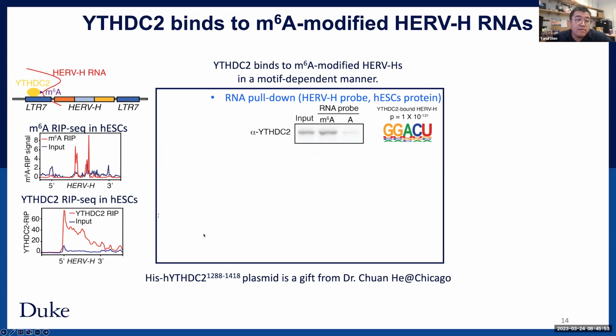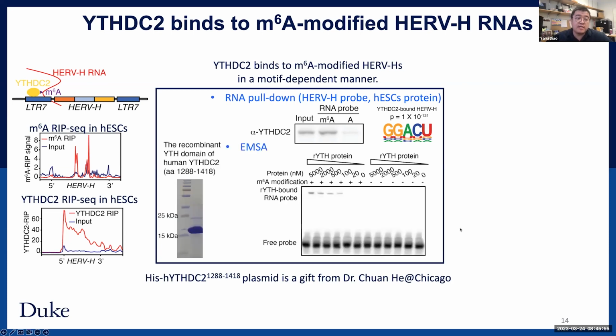And to further validate the direct binding of YTHDC2 and the HERVH sequence that contains the m6A binding motif, we also purified the YTH domain of YTHDC2 and performed the pull-down experiment. And we showed that the YTH domain of YTHDC2 can specifically bind to the m6A modified HERVH probe, but not the probe that has the same sequence but without m6A modification.